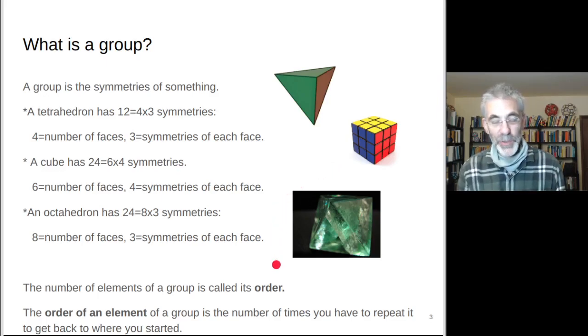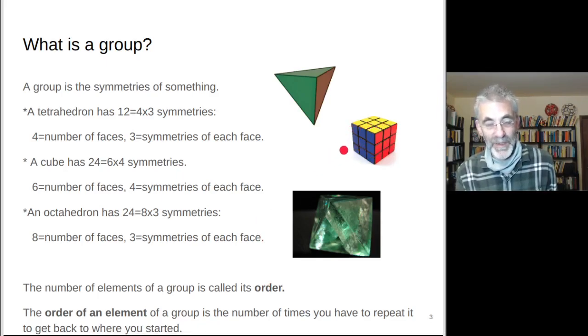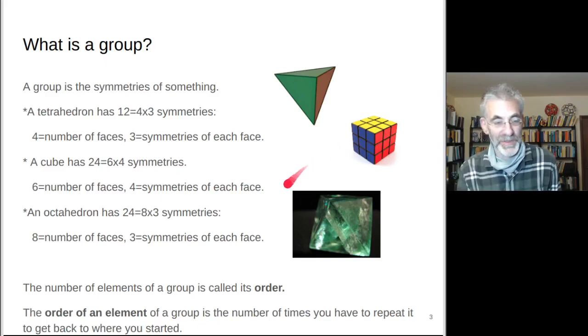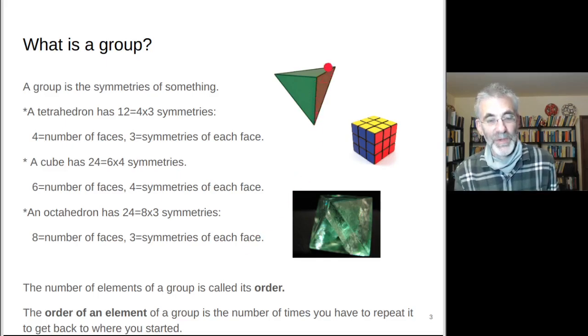Two properties of a group we're going to use are, first of all, the order of a group, which is just the number of elements. So the symmetry group of a cube has order 24, or possibly 48 if you allow reflections as well. And the order of an element of a group is the number of times you need to multiply this element by itself to get back to where you started. For example, rotating a tetrahedron by a third of a revolution is a group element of order 3.